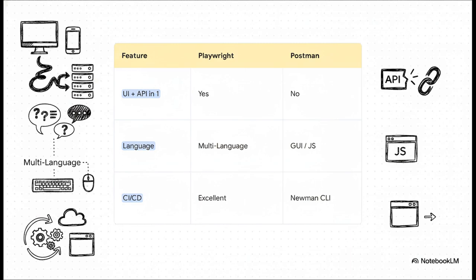When you put it side by side with a great API-only tool like Postman, Playwright's main benefit just shines through. It's a unified tool, a one-stop shop. You don't need one tool for what the user sees and another for the data calls in the background. It simplifies the whole process and lets you plug your tests right into your development pipeline.